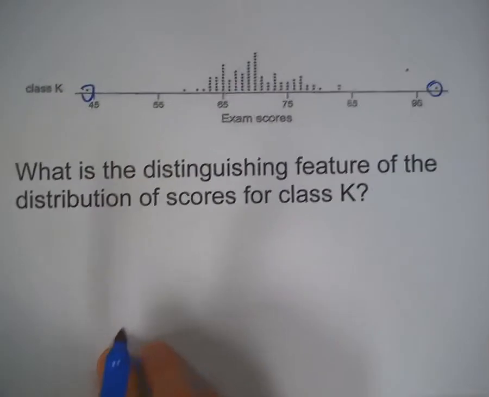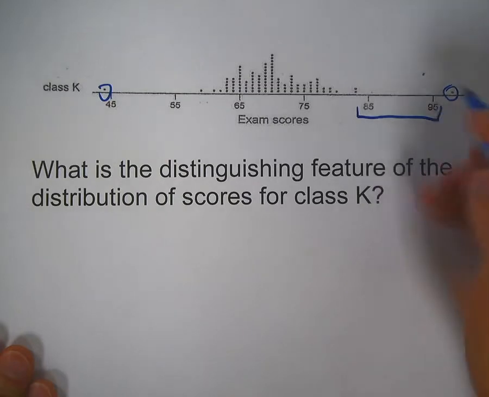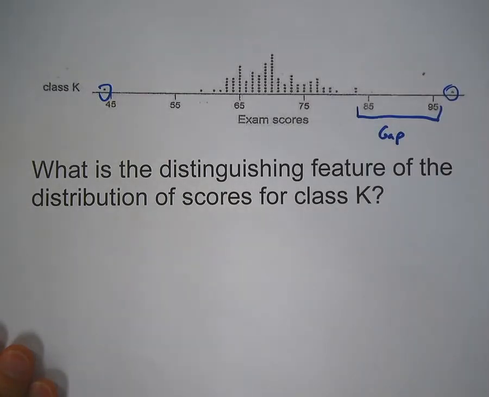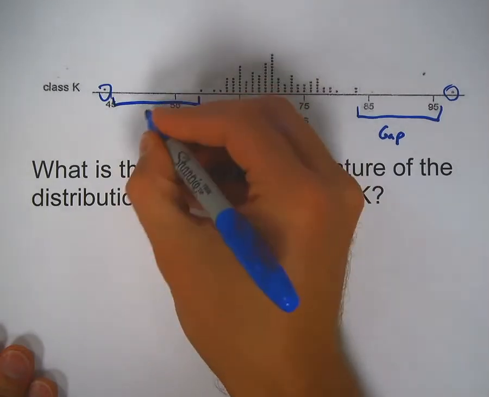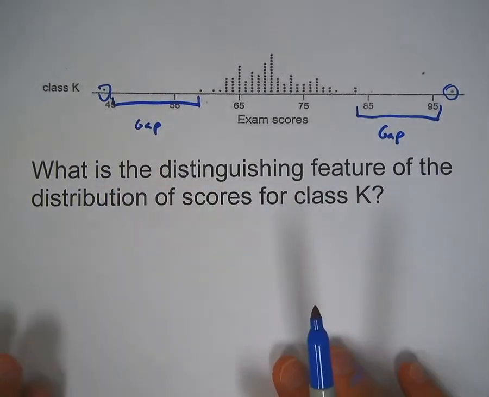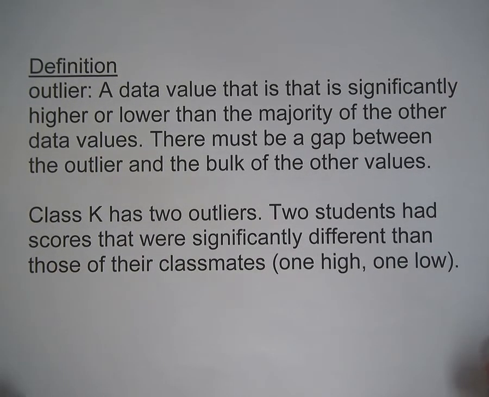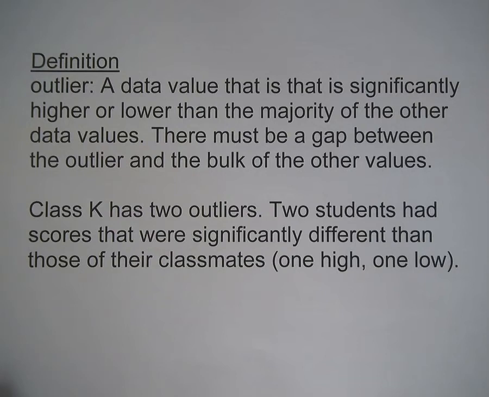If we had a bunch of students that scored in the 80s and 90s, this guy might not be considered an outlier. The reason he's an outlier isn't necessarily because he scored really well, it's because he scored so much better than the rest. Because we had this gap, that made it an outlier. Because there was this gap here, that made this guy an outlier. So you need to have a gap in order to have an outlier. Class K has two outliers. Students had scores that were significantly different than those of their classmates. One was significantly higher, one was significantly lower.